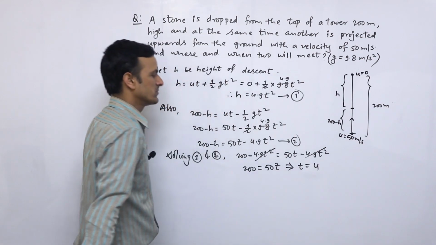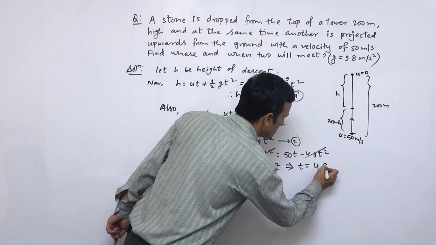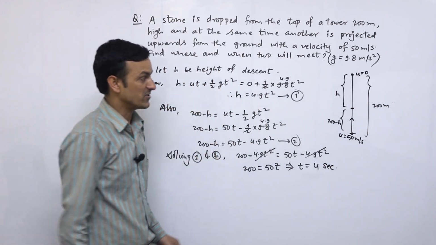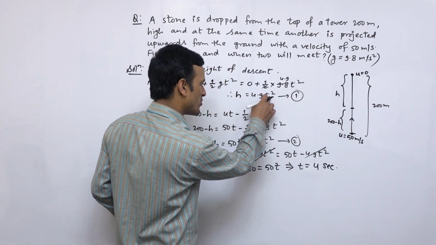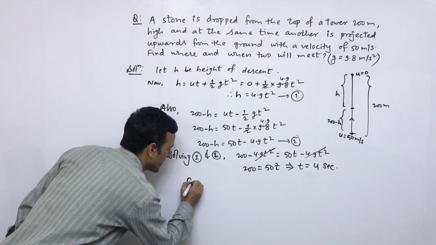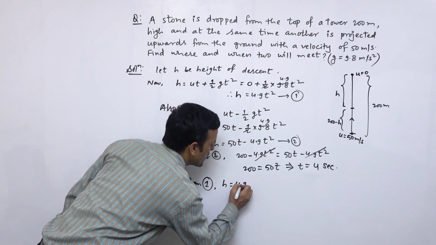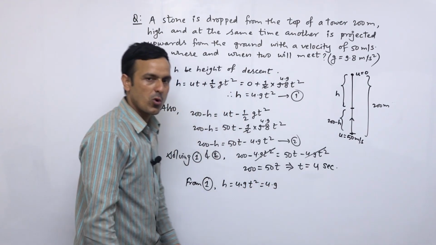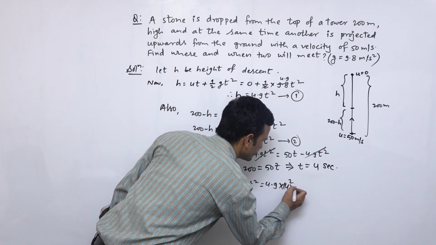50 divides 200, 4 times. So t is 4 seconds. It takes 4 seconds to drop the particle. And if you put this t in this position, then from equation 1, h is equal to 4.9 t square, which means 4.9 times 4 square.